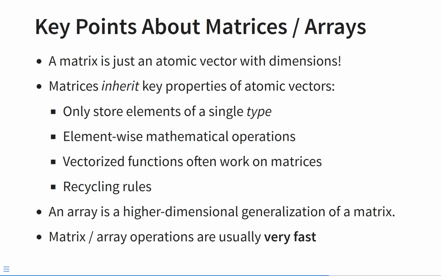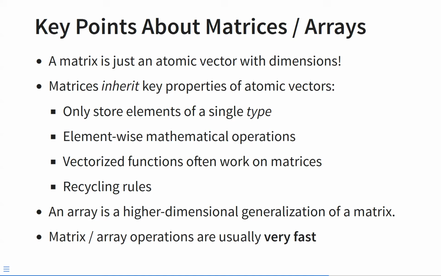I can't possibly repeat this enough. A matrix is just an atomic vector with dimensions. What that means is that matrices actually inherit some of the key properties of atomic vectors. First, they only store elements of a single type. Second, the standard mathematical operations work on them element by element. Third, vectorized functions are also very often going to work on matrices. And fourth, matrices are also subject to the recycling rules that we've already spoken about.